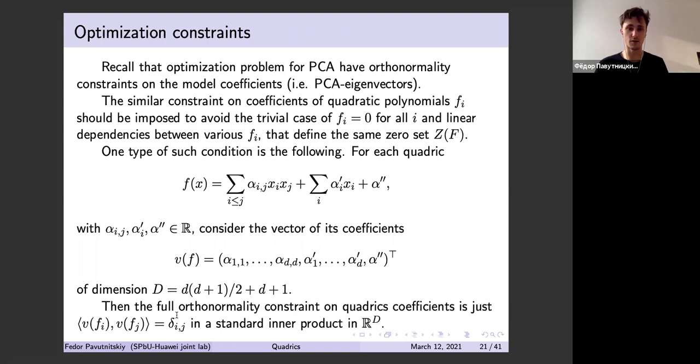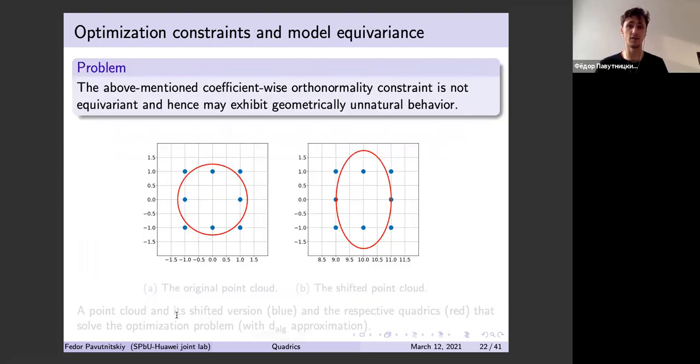But it turns out this is not actually a good constraint because it is not invariant under the action of the Euclidean group. So this is the illustration that I wanted to show. In this example, we have 8 points on the plane, and we want to find one quadric that fits the data best.